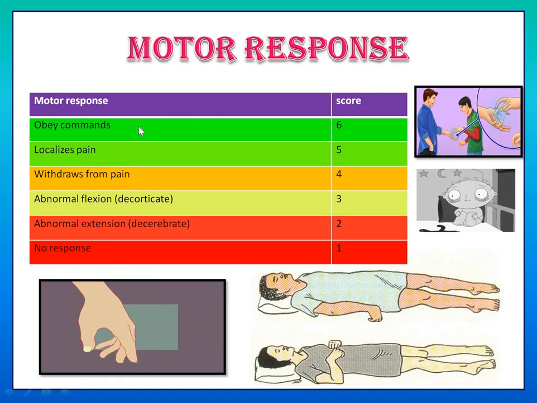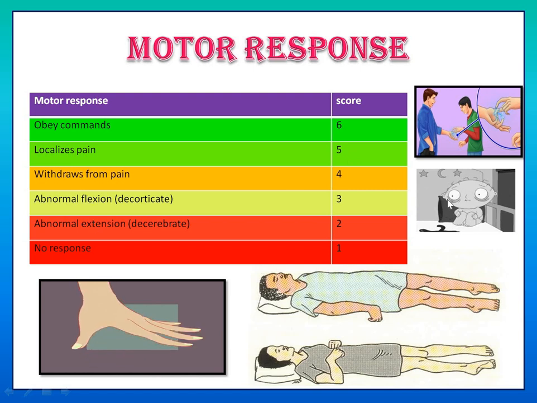Now motor response. Here minimum score is 1 and the maximum score is 6. If the patient obeys your command, then the score is 6. If you pinch the patient's hand or forearm, and the patient correctly localizes the pain but does not obey your command, then the score is 5.